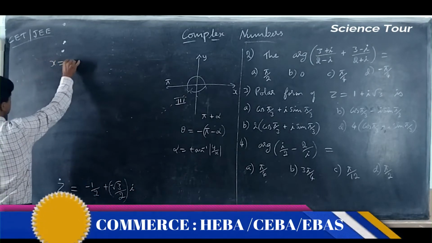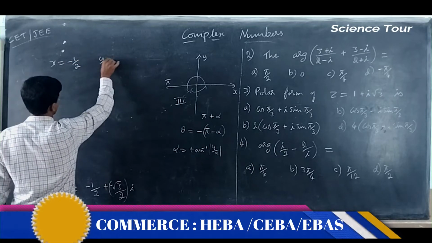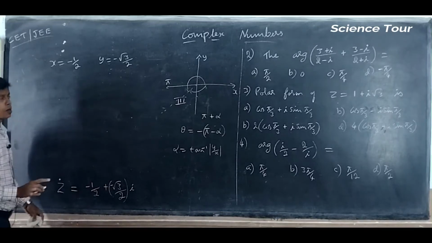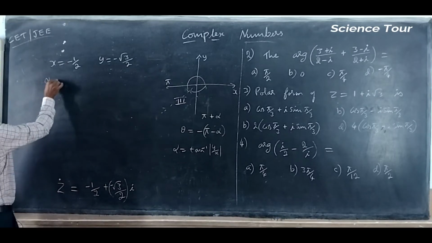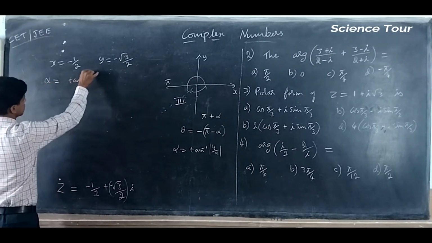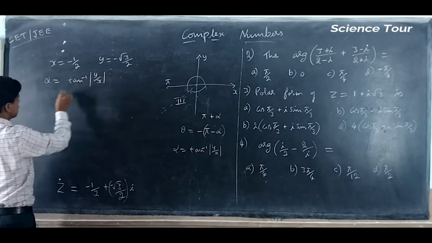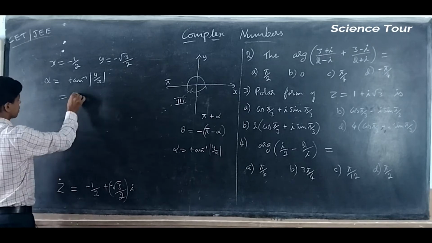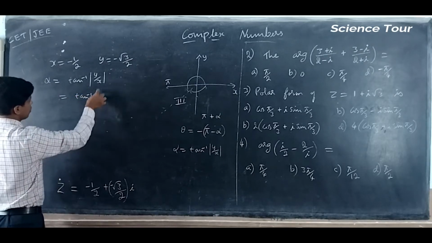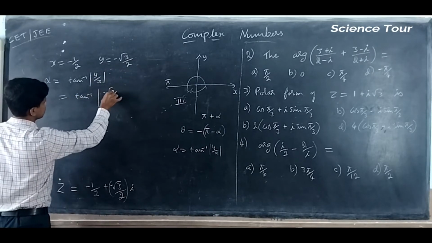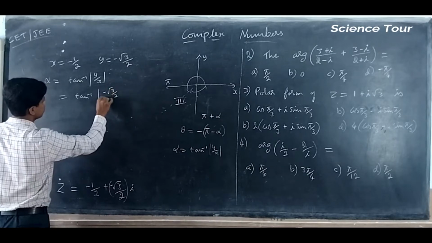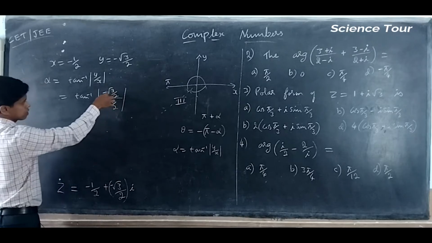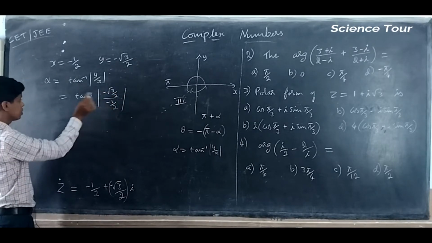Well, so what is x here? Minus half, and y is minus root 3 by 2. Now what is alpha? Alpha is tan inverse of y by x, which means tan inverse of minus root 3 by 2 divided by minus half, right. So 2 to cancel, minus root 3 by minus 1 is root 3.